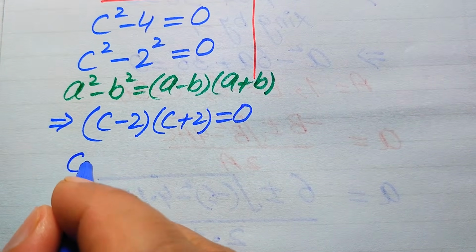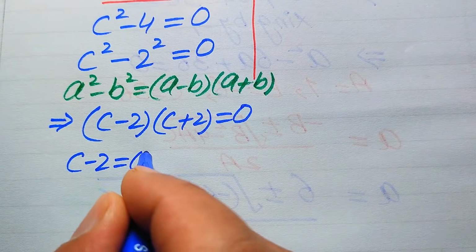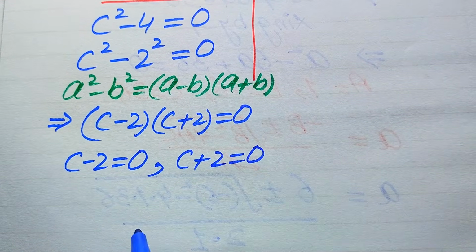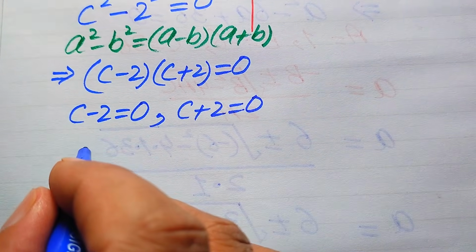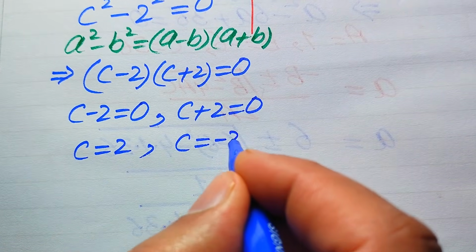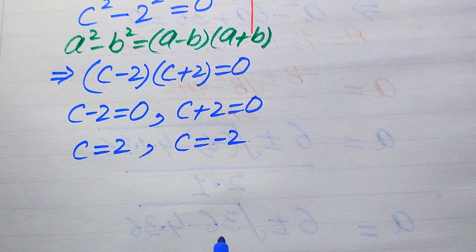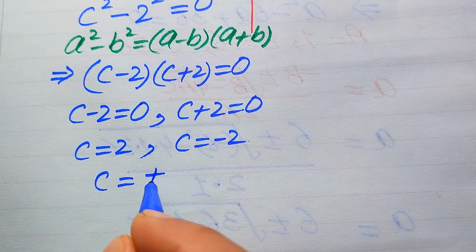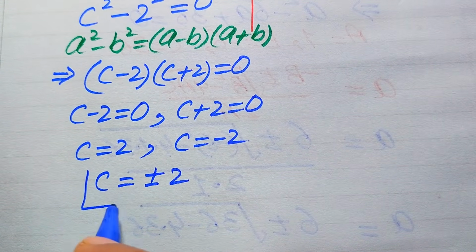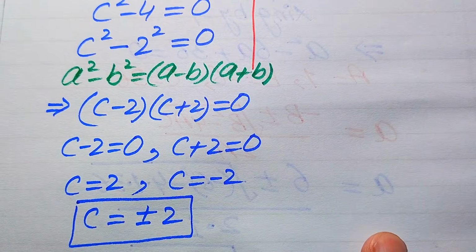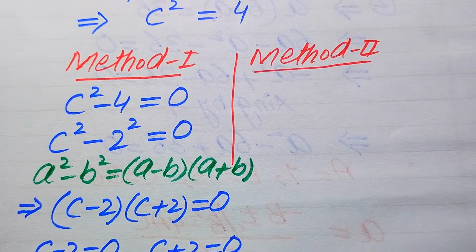Now we divide this equation into two cases. The first case is we write c minus 2 equals to 0, and the second case is we write c plus 2 equals to 0. From here we get the value of c is equals to plus 2, and here we get the value of c is equals to minus 2. So in this method we obtain two values of c, and these are c equals to plus minus 2. Now we move towards our second method.